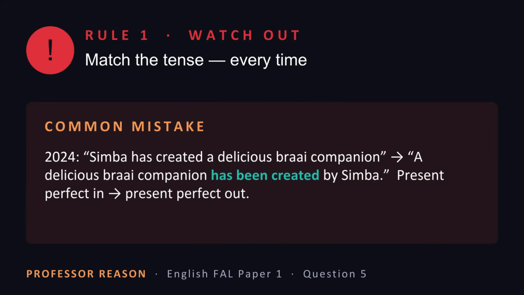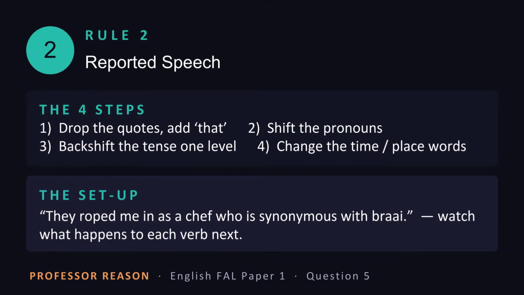Here's the common mistake. Learners change the tense. Don't. From the real 2024 question paper, here's the sentence. Simba has created a delicious braai companion. This one will become a delicious braai companion has been created by Simba. Present perfect in, present perfect out. Match the tense every time.